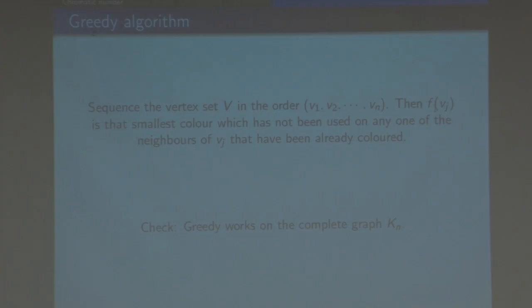What is the catch? Why did I call it generic? It's generic because everything seems to depend on that order. The order in which I sequence those vertices: how do I know which one to take first and which one to take second, etc.? For example, as I said, in elementary examples, greedy works on the complete graph Kn. This is clear. No matter how you sequence, you will need as many as n colors, and that's the chromatic number also.